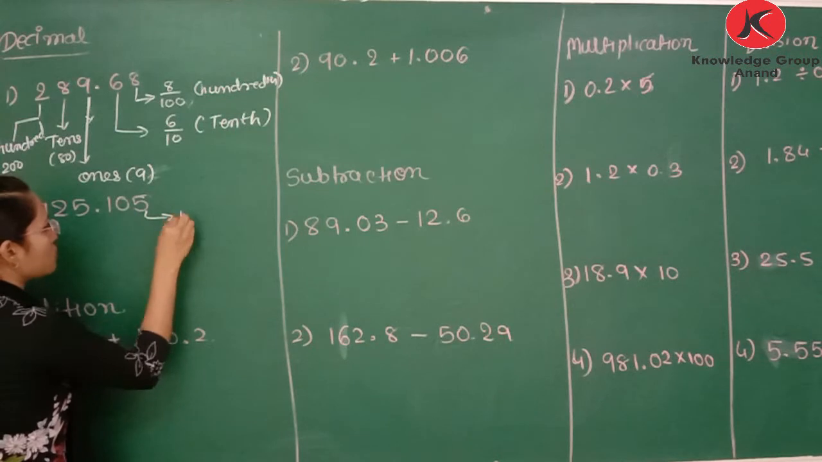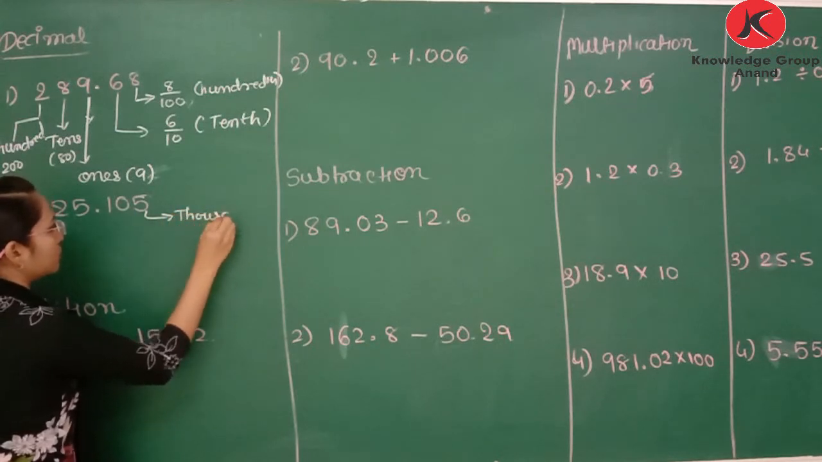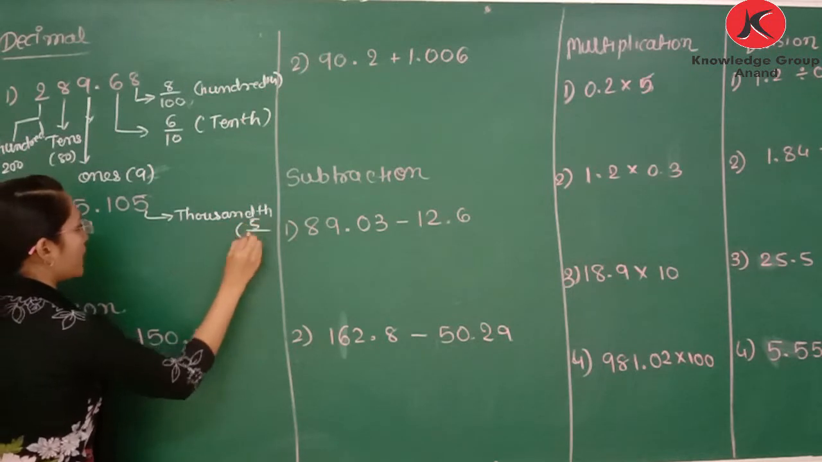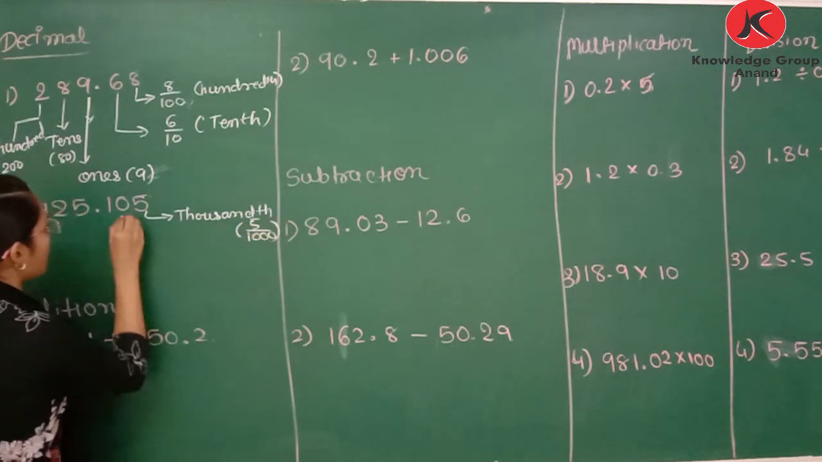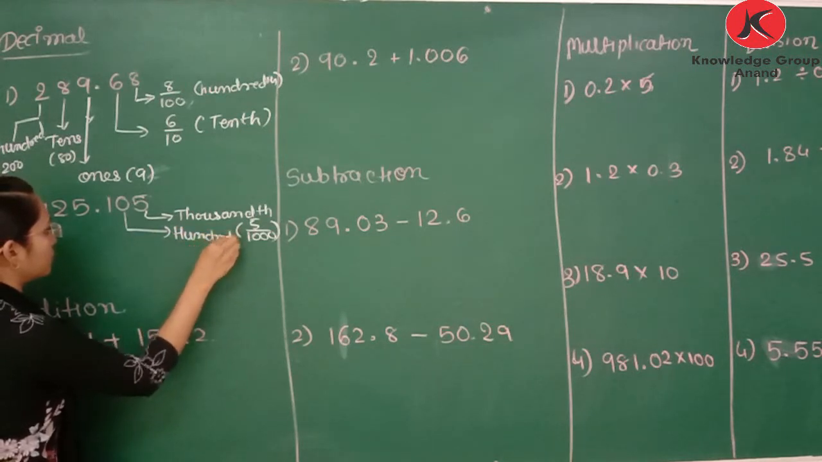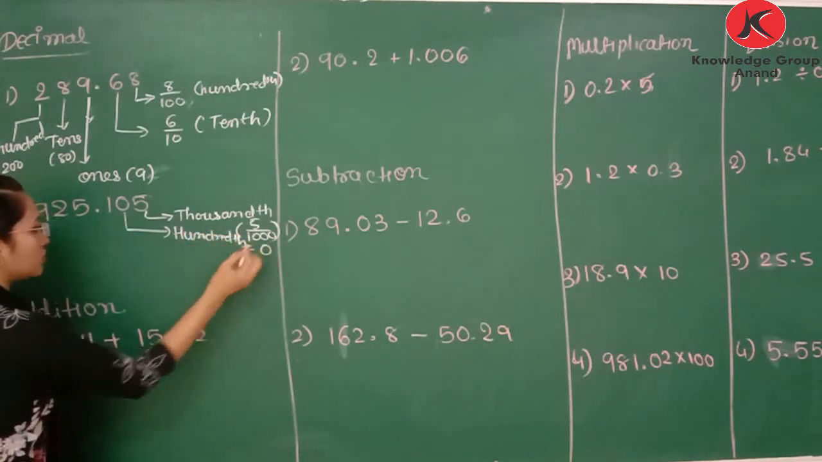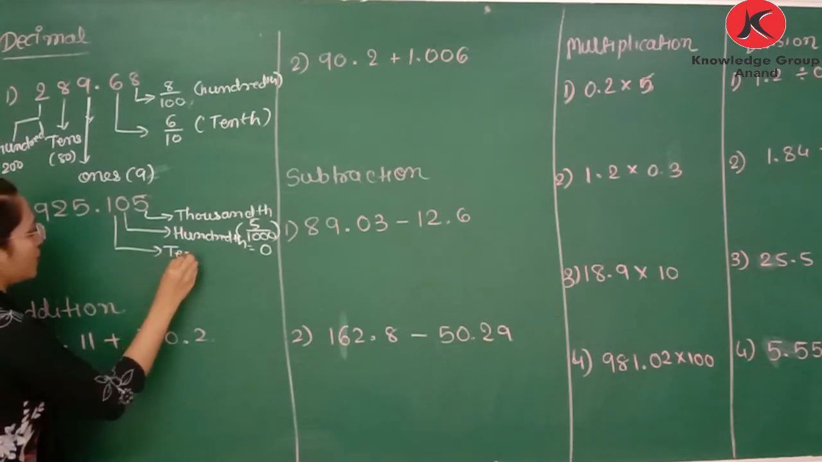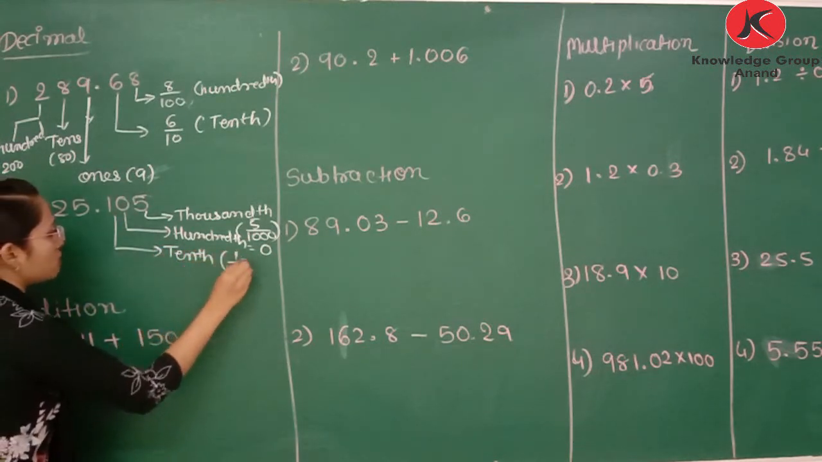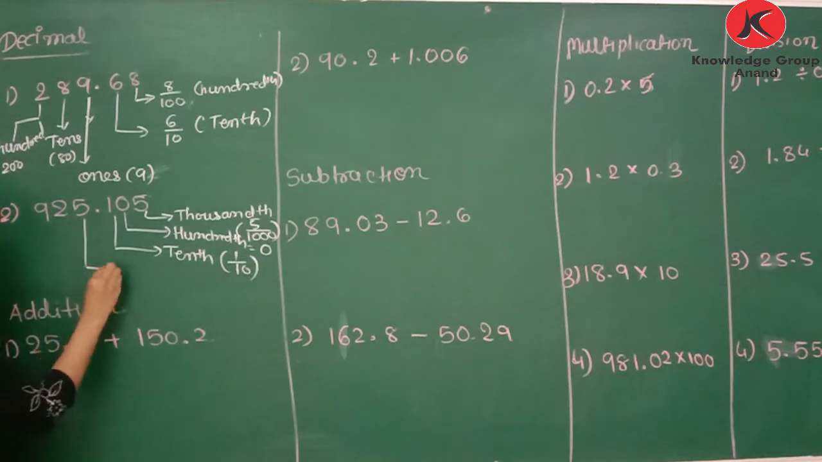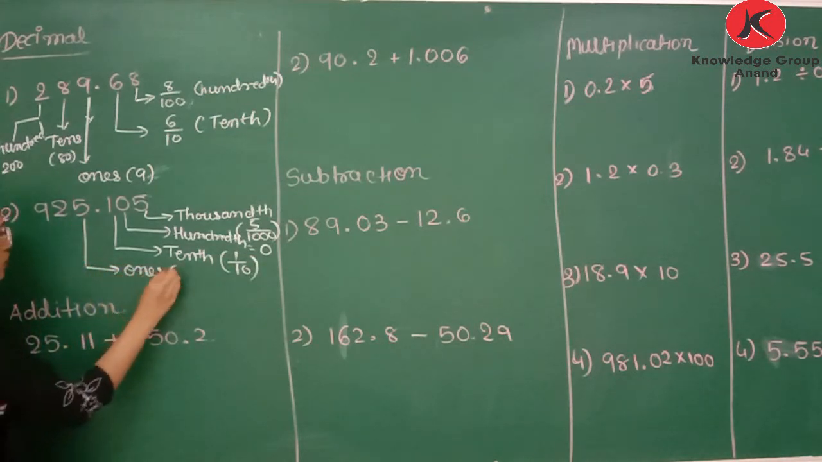Same for this one. 5 is at the 1000th place, so place value is 5 by 1000. 0 at the 100th place, so it is 0. Place value of 0 is always 0. And 1 is at the 10th place, so place value is 1 by 10. 5 is at the 1's place, so place value is 5.